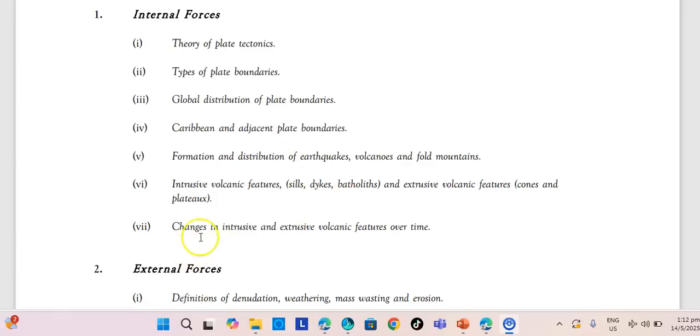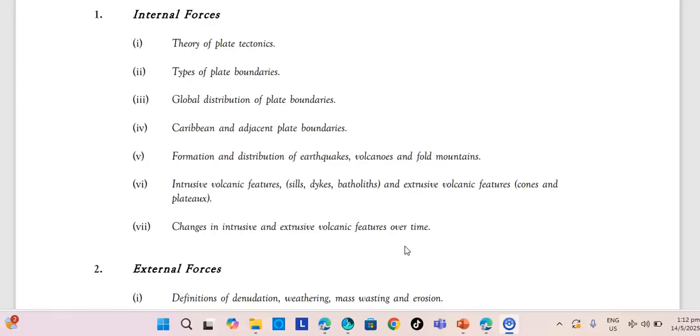Now, what are the changes in intrusive and extrusive volcano features over time? So, what happened to the volcano cones and the lava plateau over time in an extrusive volcano? What happened to the features of an intrusive volcano, such as the sills and the dikes, over time? Now we're going to look at that.